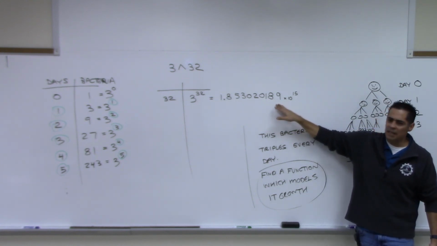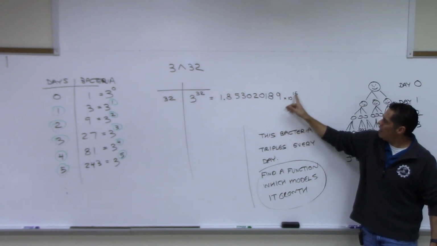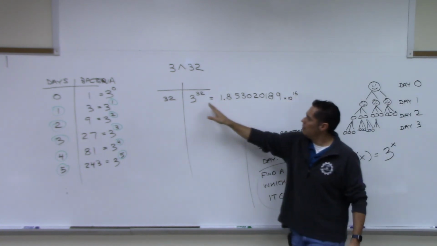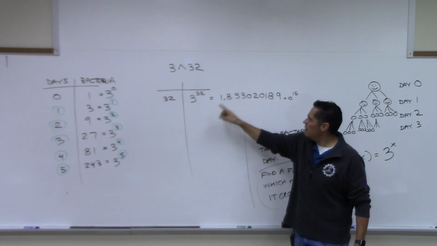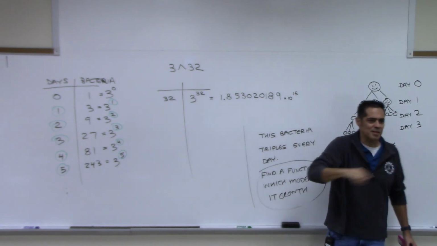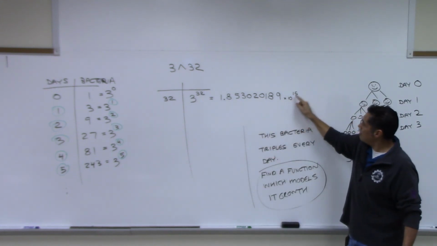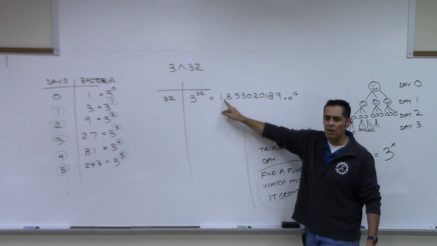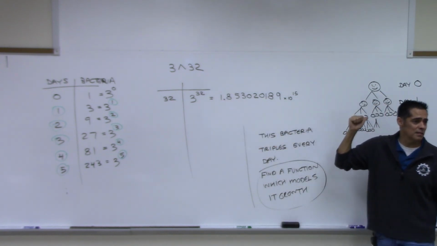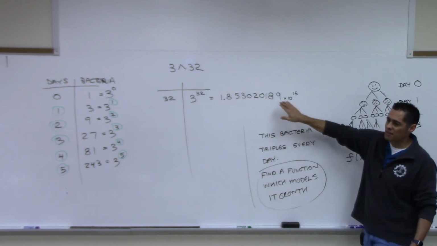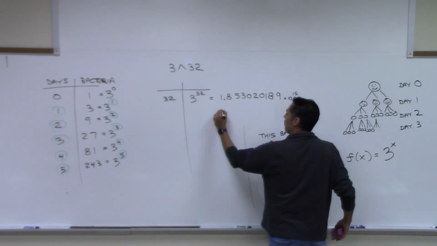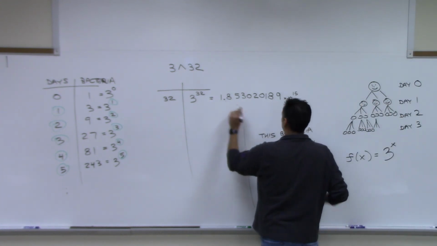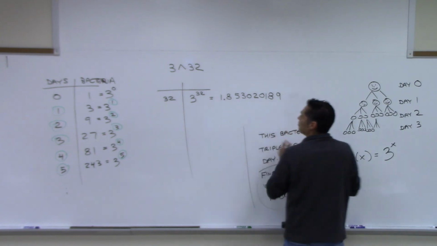So what does this mean? What does this 10 to the 15 thing mean here? Because 3 to the 32 is not 1.8, right? Can't be. 3 times 3 times 3, 32 times, cannot be 1.8. This 10 to the 15 means you need to move this decimal point 15 places to the right. Okay, so this is what's called scientific notation. We actually skipped that in the beginning of the class. So you need to realize that you take this decimal and you move it 15 places to the right.